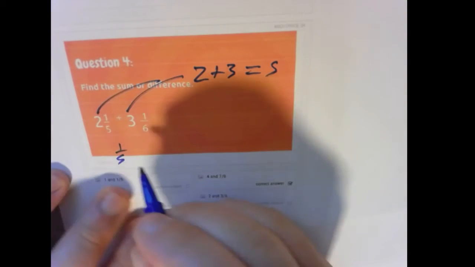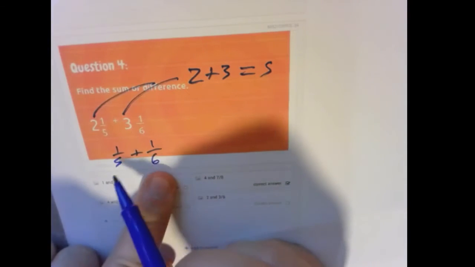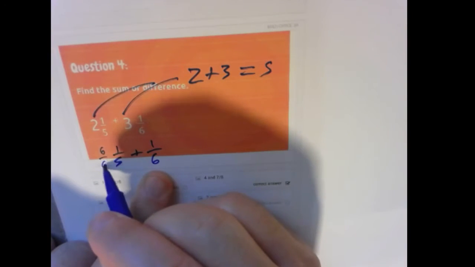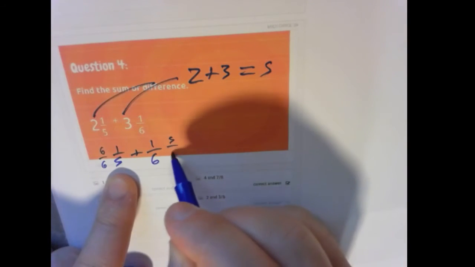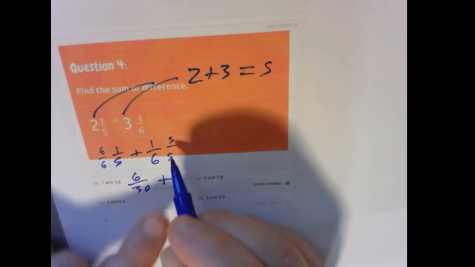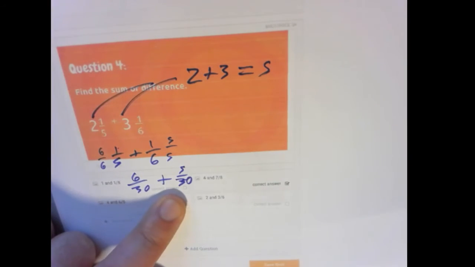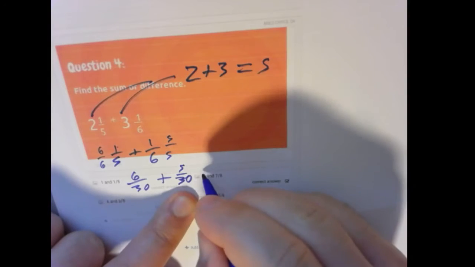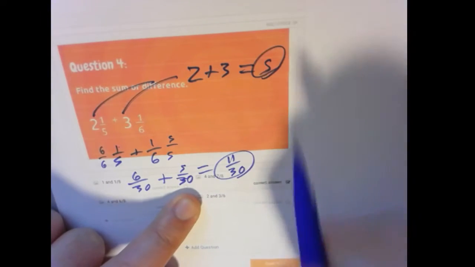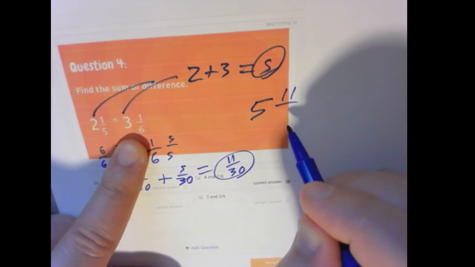And if you're ever unsure, you can simply do the trick where you multiply this left fraction by 6 over 6, multiply the right fraction by 5 over 5. So we have 6 times 1 is 6 over 30, plus 1 times 5 is 5 over 30. Add these together and we have 11 over 30. So we have the whole number of 5 and a fraction of 11 over 30.